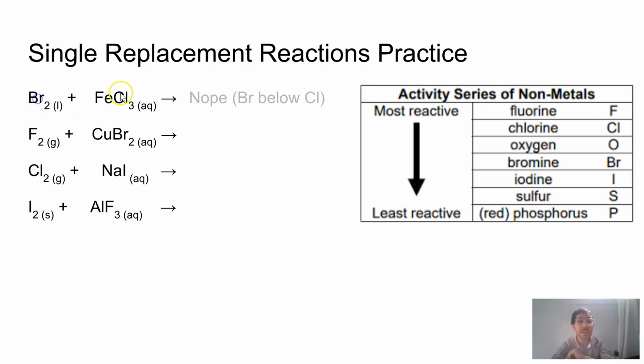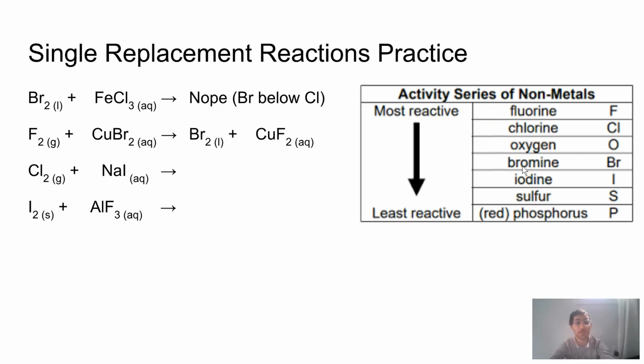First, we've got bromine as a free element, and chlorine is in the compound, and no reaction will occur because bromine is below chlorine. It is less reactive. Our next one, we have fluorine. Fluorine's our top dog, so fluorine's definitely going to be able to kick bromine out of a compound.